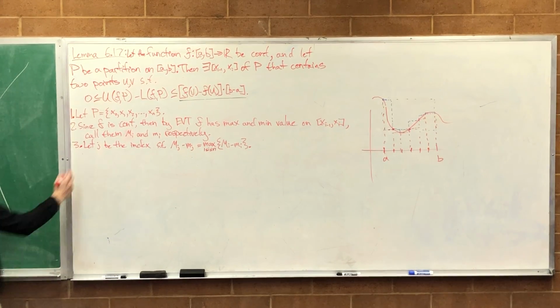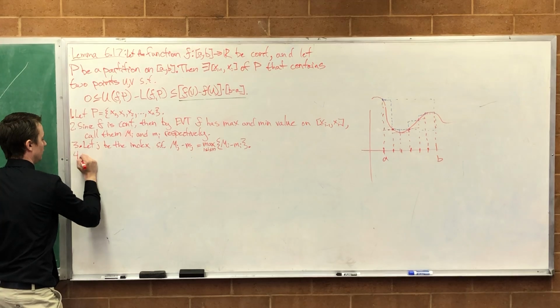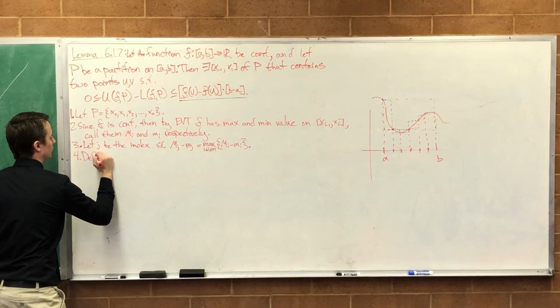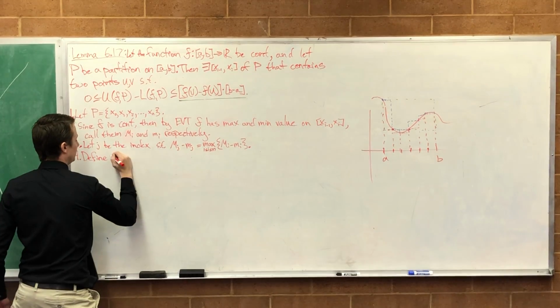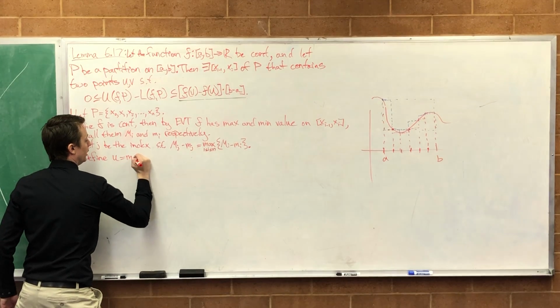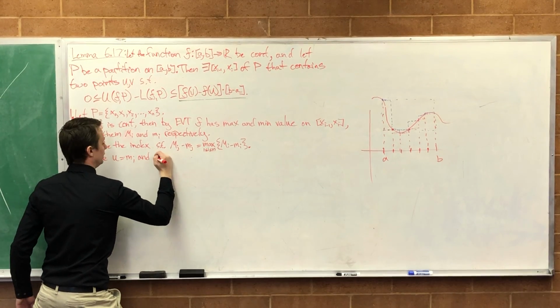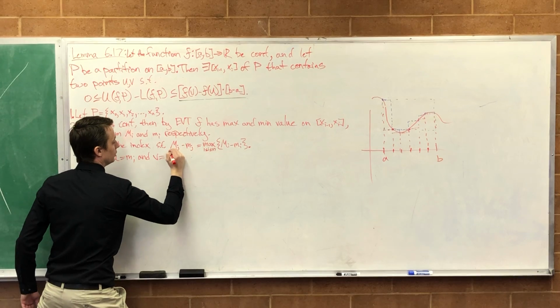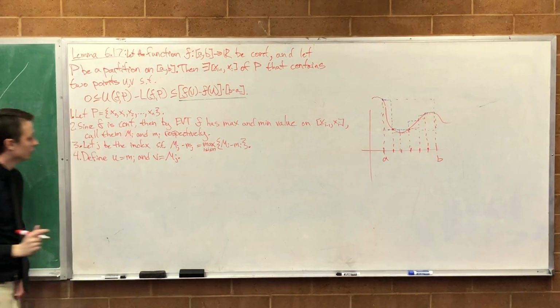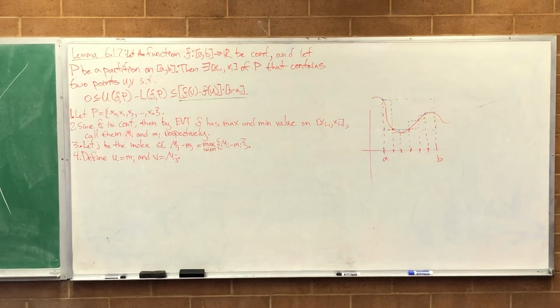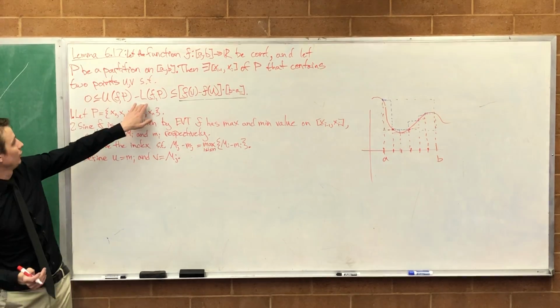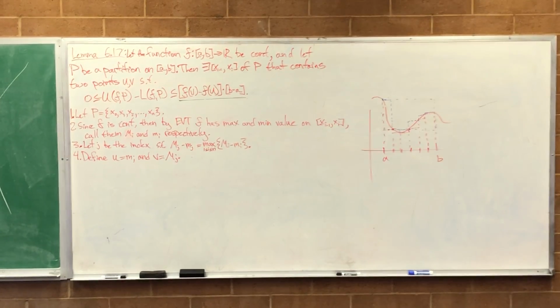So then, that's our definition. We're going to have u equal to m sub j and v equal to big M sub j. So there's our u and our v now. And now we just need to show that this inequality holds, which obviously it does, but we'll write out the algebra to see it.